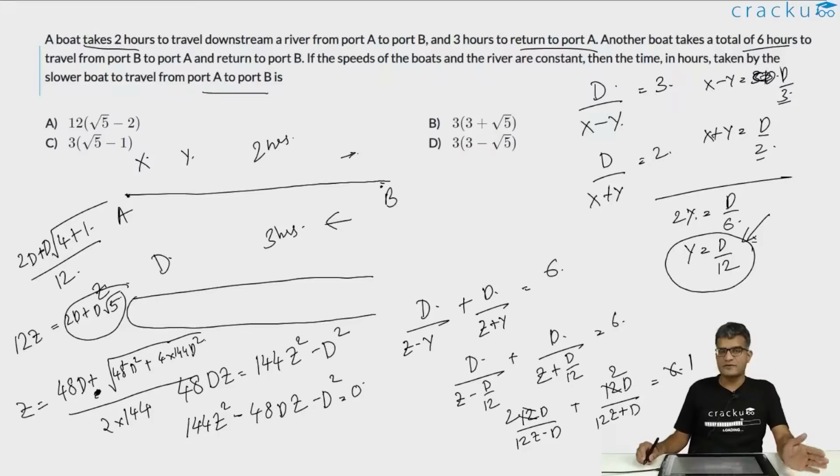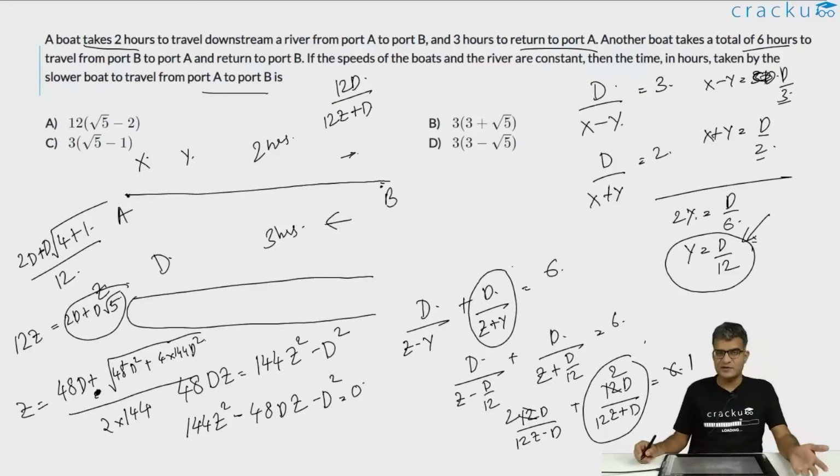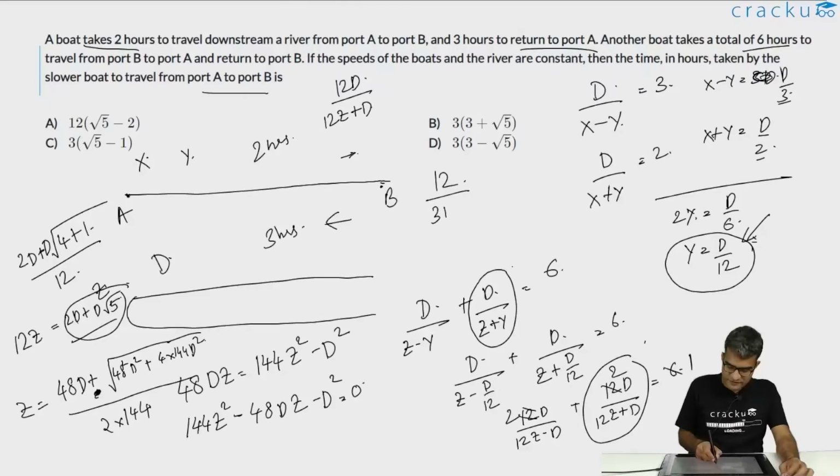The time it takes to go from A to B is basically d divided by (z plus y), which is equal to 12d divided by (12z plus d). This is what we are essentially looking for. 12z is 2d plus d root 5. So the required answer will be 12 divided by (3 plus root 5).